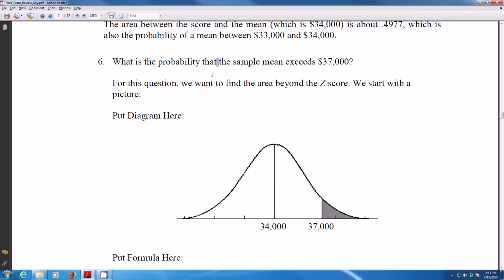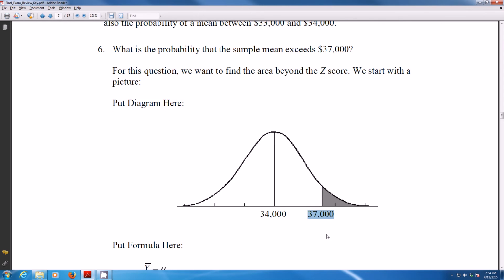Our next question is, what's the probability that the sample mean exceeds 37,000? And of course, if 34,000 is our population mean, then 37,000 is going to be larger than our mean. If we're looking for the area that exceeds 37,000, that means we want some area beyond the z-score, or an exterior area, basically the area in column C. And so we would go about this question by taking 37,000 and turning it into a z-score, and then finding the corresponding area beyond the z-score.